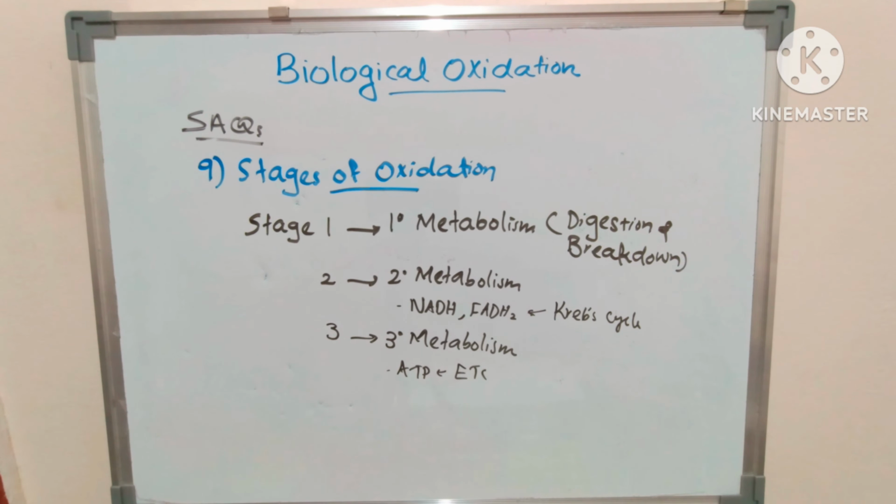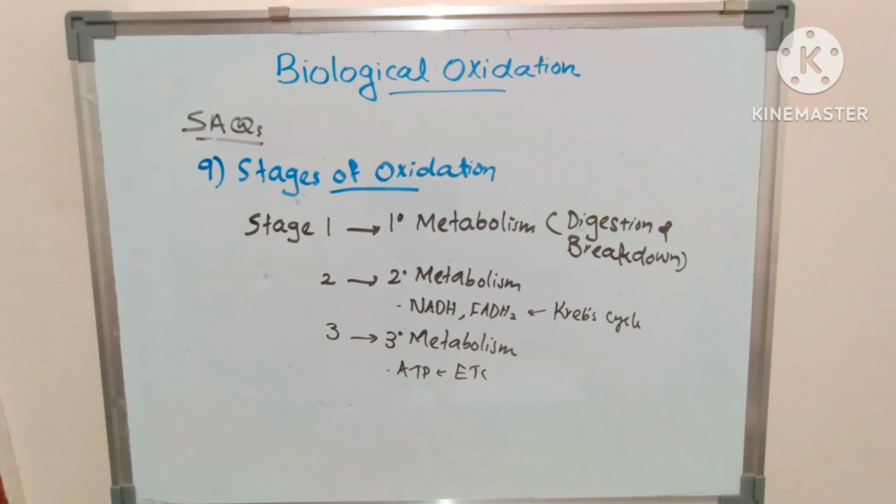Next important question is stages of oxidation. Biological oxidation is the cellular process of generating energy primarily through the oxidation of foodstuffs in 3 stages. Stage 1, primary metabolism, that is digestion and breakdown. Here, macromolecules like carbohydrates, proteins and fats are broken down into smaller subunits like glucose, amino acids and fatty acids. This is primary metabolism.